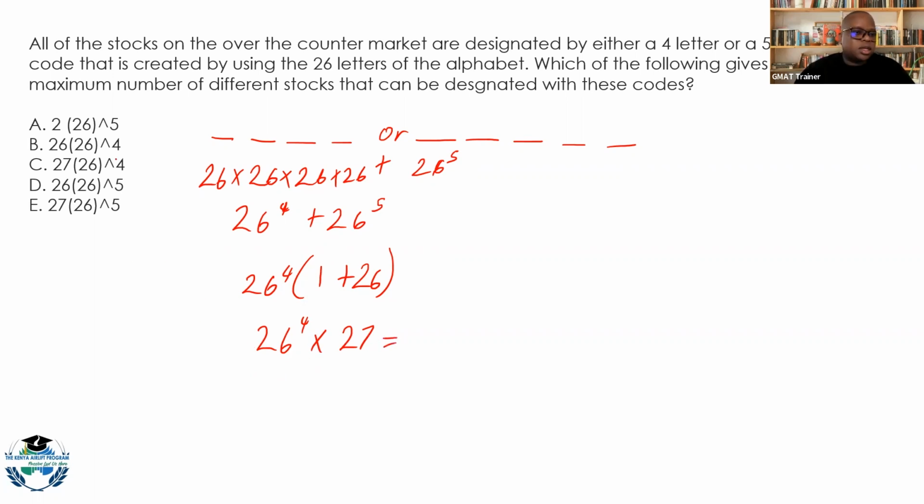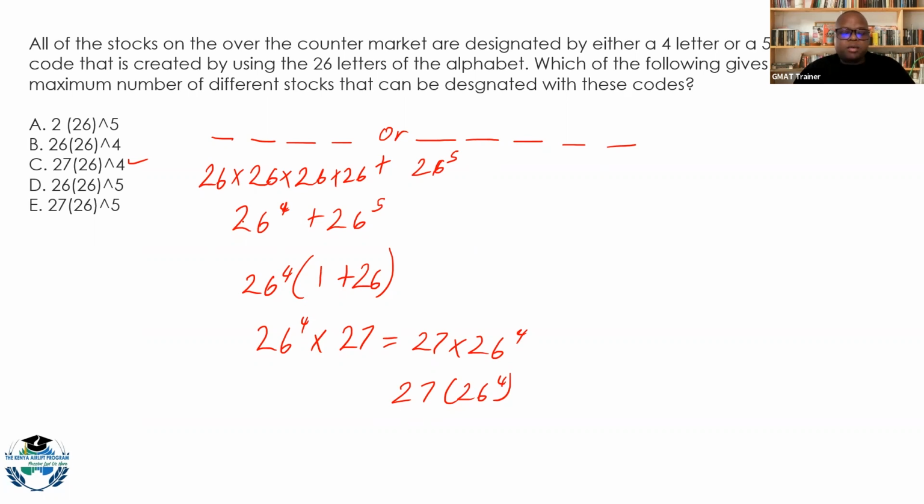This translates to 27 times 26 raised to power 4. If you look at the choices, it says 27, then 26 is the one raised to power 4. So 27 times 26 raised to power 4 is what you have. So the answer choice is C.